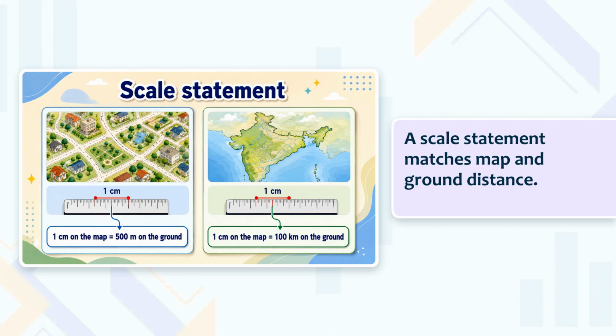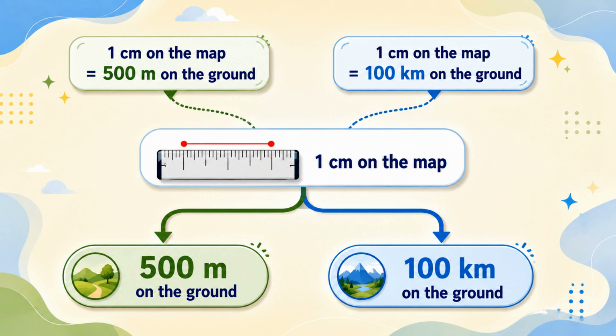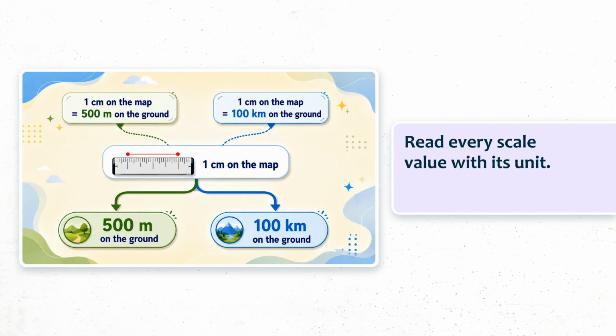Read the number and its unit exactly as they are printed. The equals sign links two matching distances for this particular map. It does not mean centimeters and kilometers are the same unit. Read both the number and unit on each side, because 500 meters and 500 kilometers are very different distances. The unit changes the meaning completely. Read every scale value with its unit. The number alone cannot tell the correct ground distance.